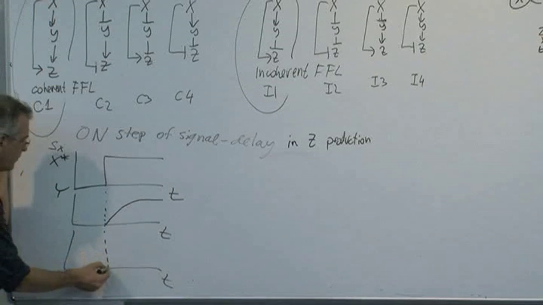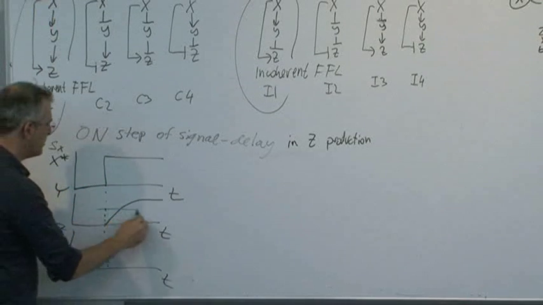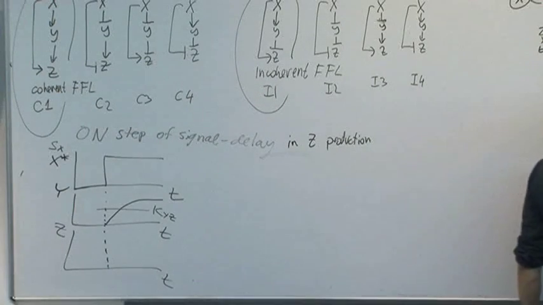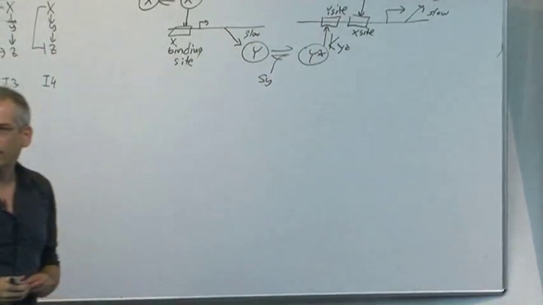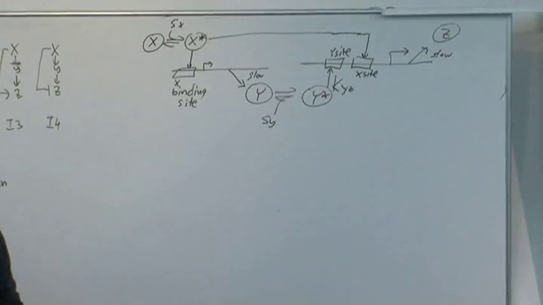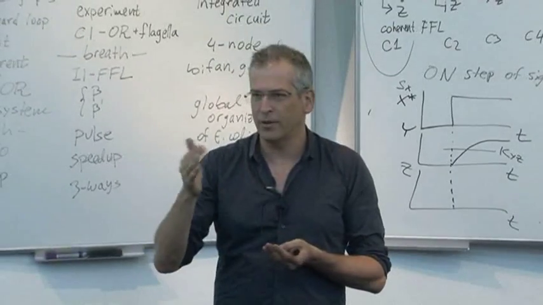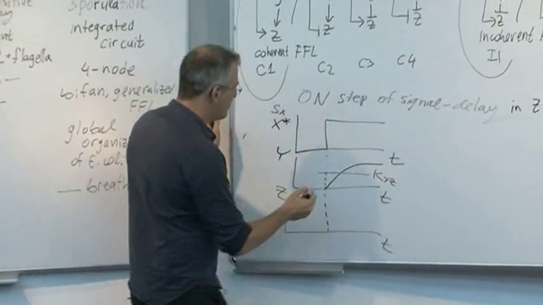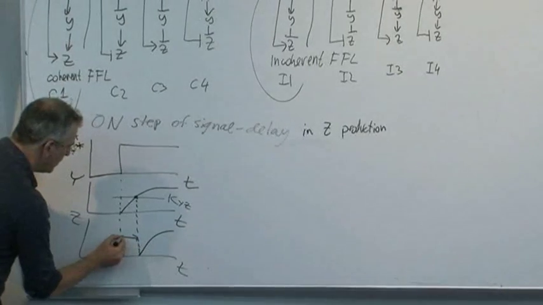What about Z? Because of the AND gate, one arm isn't enough. You need both to bind. That means Y needs to accumulate and cross its activation threshold, KYZ. This is the concentration of Y star needed to bind the Z promoter. So this number is important here. You have to cross this number. In the step approximation of the input function, it's all or none. If it's a Michaelis-Menten approximation, it's gradual. But we're going to make the step approximation. So only at this point, Z starts being made.